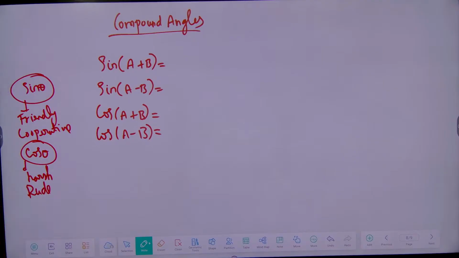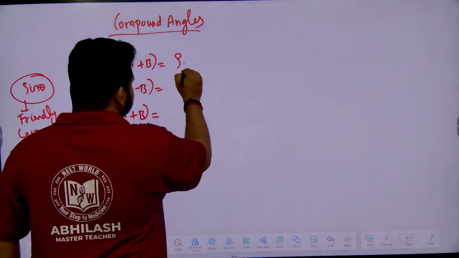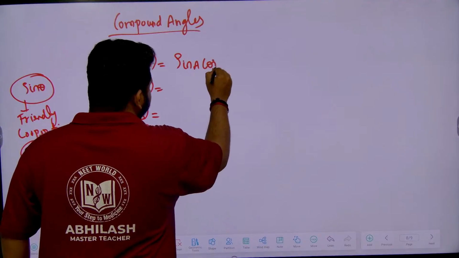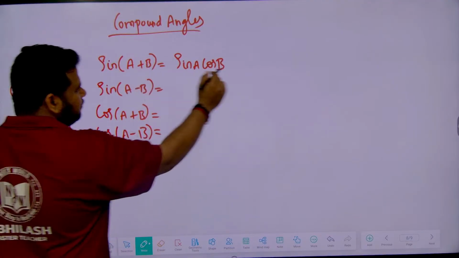Suppose I ask sine to close the door, he will definitely close the door. If I ask him to open the door, he will open the door. What will cos do? If I ask him to open the door, he will close it. If I ask him to close the door, he will open it. So this person is friendly, that person is not. Sine will combine with anyone, that means sine will combine with cos. But cos will not combine with sine, it will combine with only cos. So sine of a plus b, I can write it as what? Sine a cos b. I told sine to close the door, he will close the door.